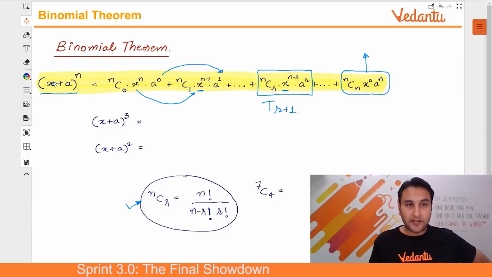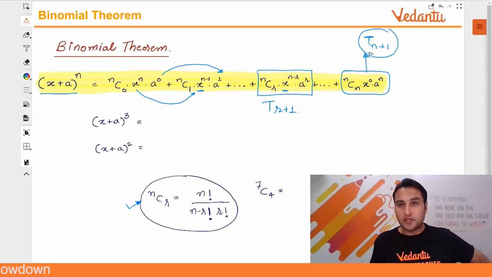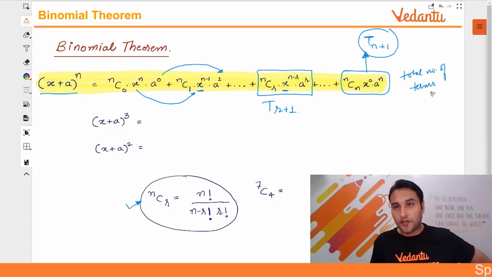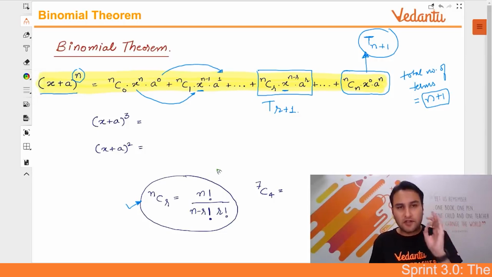In the first term, the power of x was highest, the power of a was lowest, that is 0. In the last term, the power of a is highest, the power of x is lowest, that is 0. So this is your last term, and which number of term will this be? nCn, meaning the n plus 1th term. It also tells you that the total number of terms of any binomial expansion will be n plus 1 if the power is n. This is something you need to be very clear about.